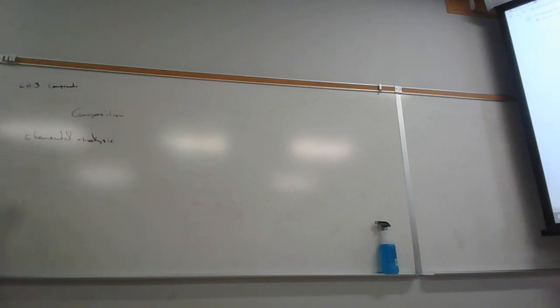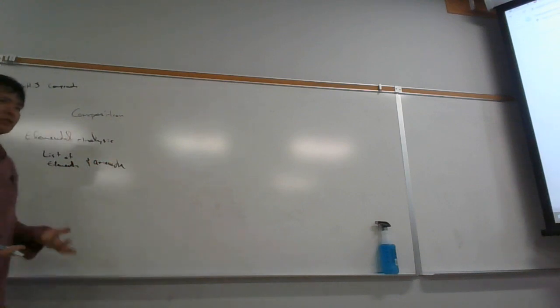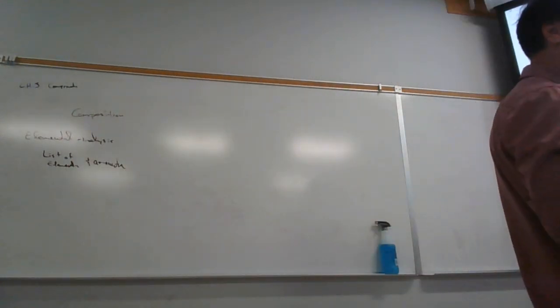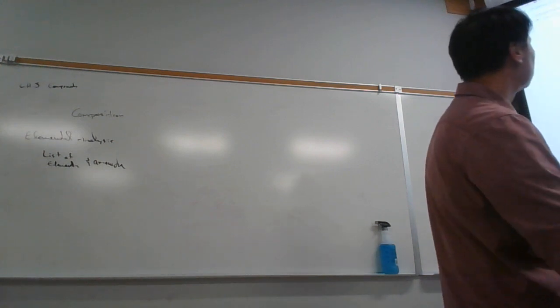Elemental analysis will list all the elements present and the amounts. So it's just a list of elements present and amounts. The amounts can either be a percentage, an intensive, or it could be an extensive, grams. How many grams of hydrogen are there? How many grams of oxygen are there? What's the total mass?